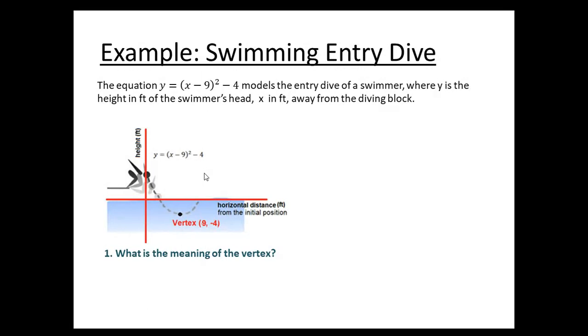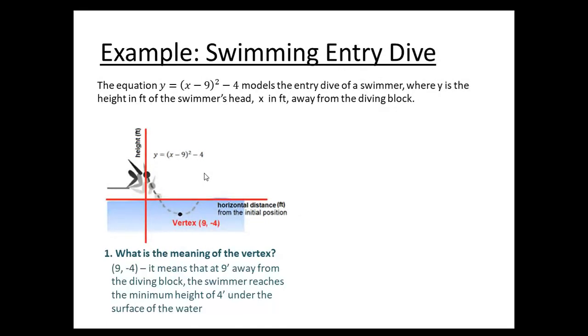Now, the first question I have: what is the meaning of the vertex? Well, the vertex is (9, −4). The x value tells us the horizontal distance, and the y value tells us the height. So it means that at 9 feet away from the diving block, the swimmer reaches the minimum height of 4 feet under the surface of the water. So our assumption is height is equal to 0 when we're speaking about the surface.